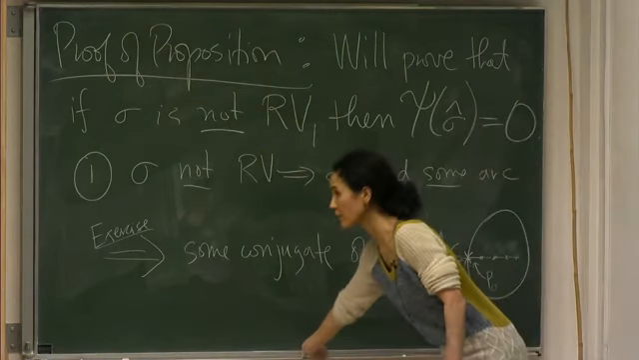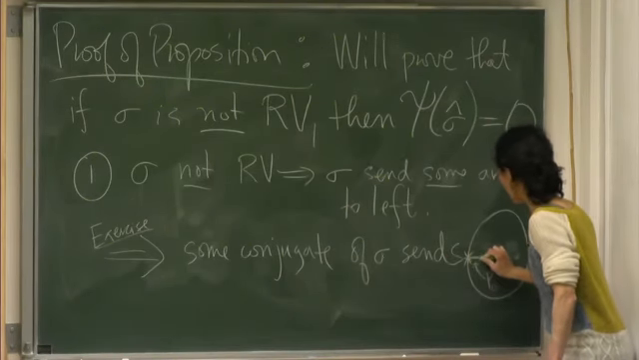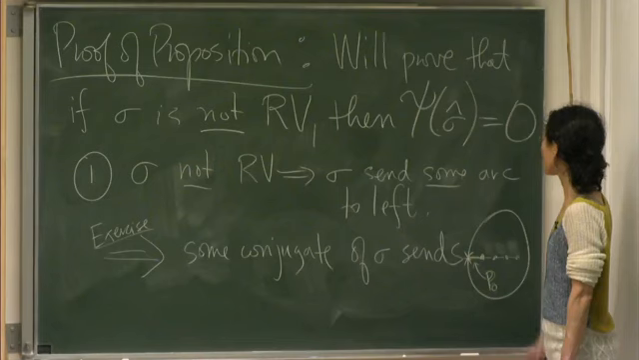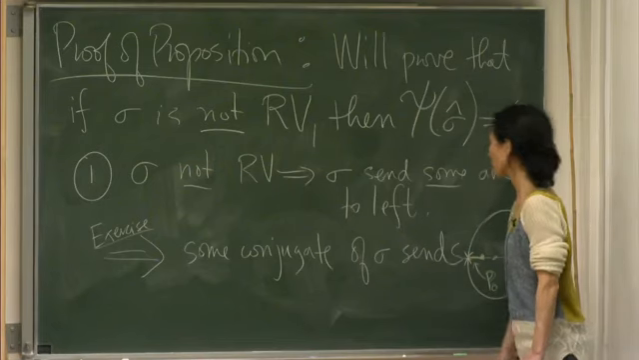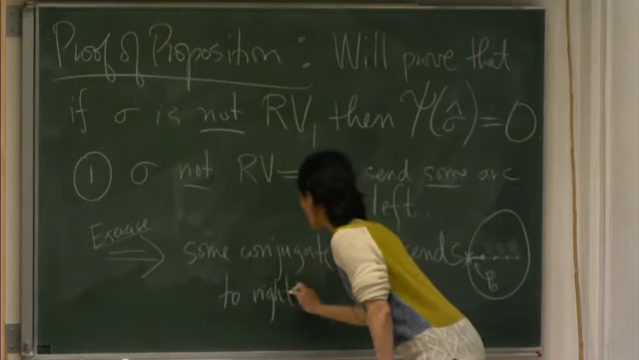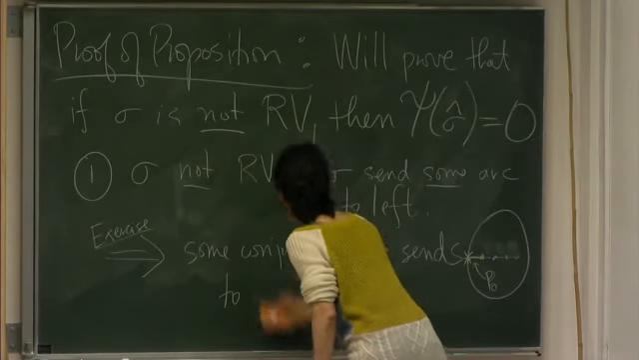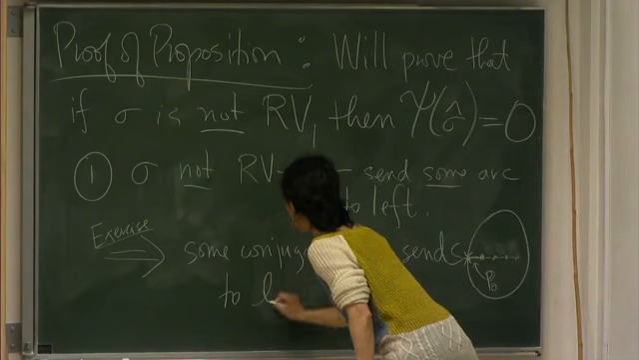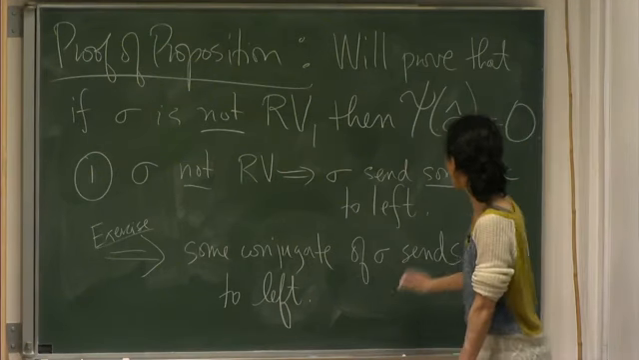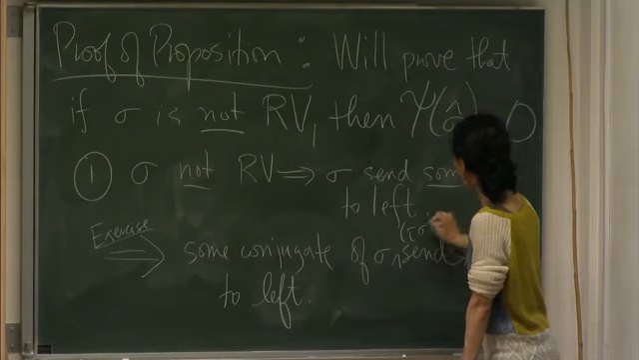So it sends this particular arc here that I've chosen, let me color it, to the left. Sorry, I'm going to take 2 more minutes. I swear this won't take me long. To the left, to the left. So let's call this conjugate tau sigma tau inverse.